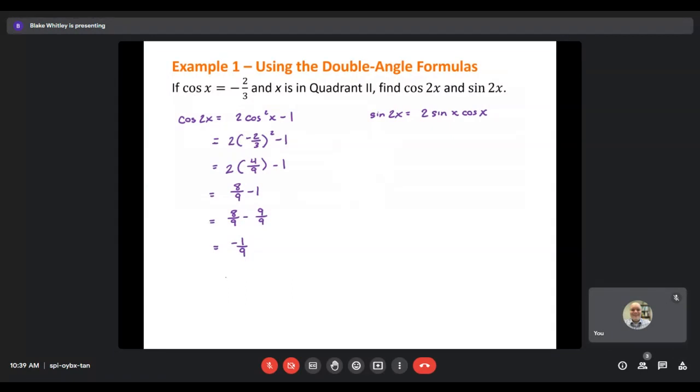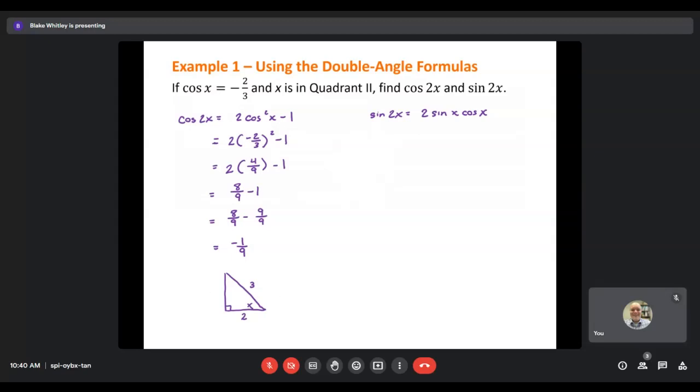So I'm going to start here, draw my triangle. I'm going to label my angle as x. And since we know cosine is negative 2/3, that gives me the adjacent and the hypotenuse. So I'm going to use 2 and 3. And I'm just going to keep this positive because we already know we're in quadrant 2, and so we'll take care of the signs of everything once we actually start substituting in.